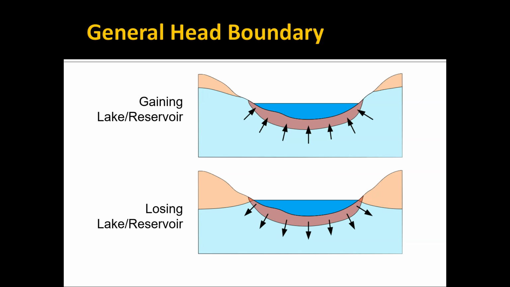Now, if you want to represent a lake, and if you believe for whatever reason that there's a disconnection below the lake, you could still use the river package to represent a lake. And by the way, I've seen cases where people use the general head boundary package to represent a river. So you don't get the disconnected case with a river.